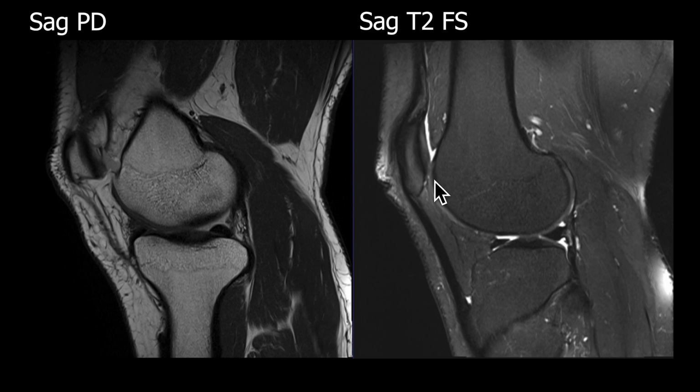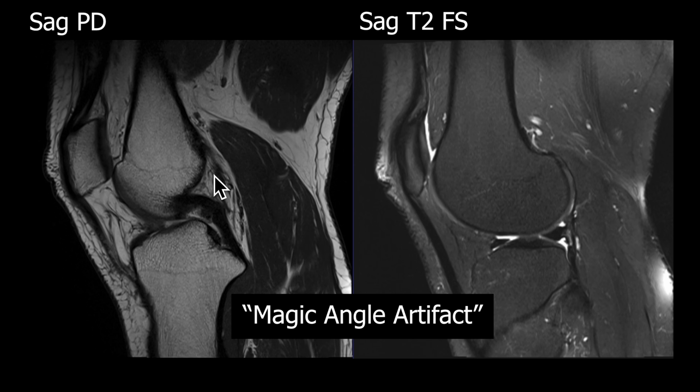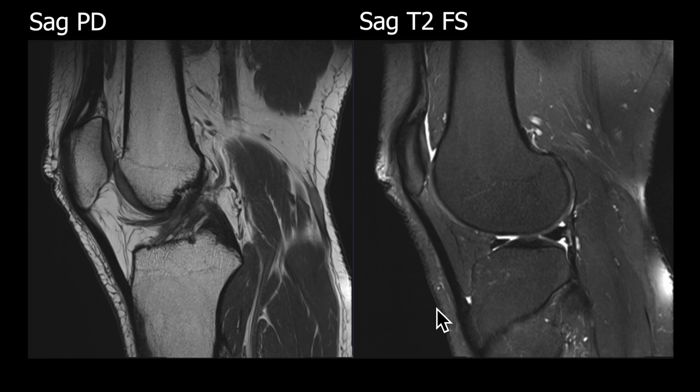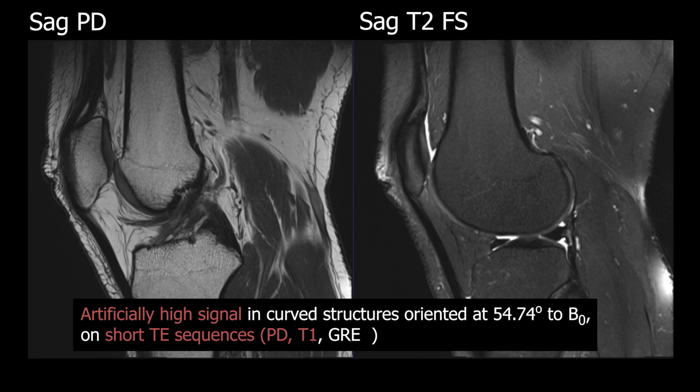Another key difference between the proton density and T2 weighted fat saturated images relates to the so-called magic angle artifact. So we'll hear about this a lot in MSK MR imaging. Magic angle artifact refers to artificially increased signal intensity in curved structures made of tightly bound collagen. These collagen structures are normally of dark signal intensity on all sequences, but when curved and oriented at approximately 54.7 degrees to the main magnetic field, they can show artificially bright signal on short time echo sequences, specifically proton density and T1 weighted sequences.